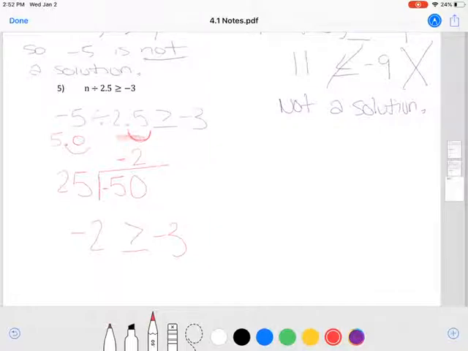Well, think about what is better if you owe somebody money. Would you rather owe them $3 or would you rather owe them $2? So the answer is going to be 2 because you owe them less money. So -2 is greater than -3. It's closer to 0 on the number line, so it's greater than -3. So -5 is a solution to this inequality.